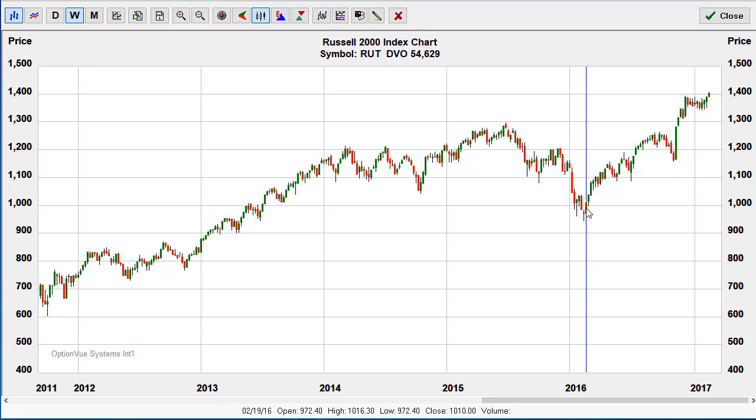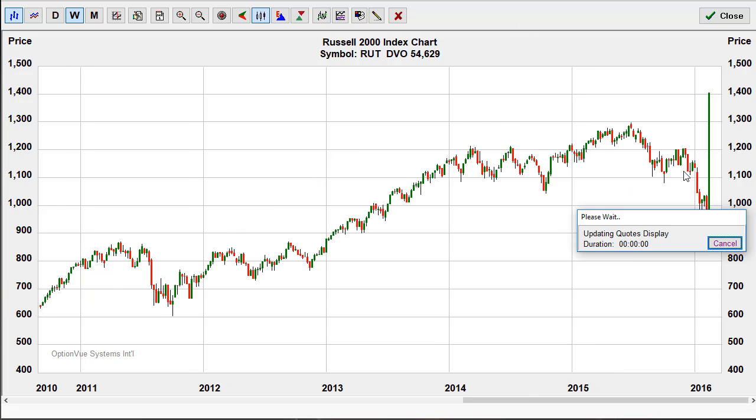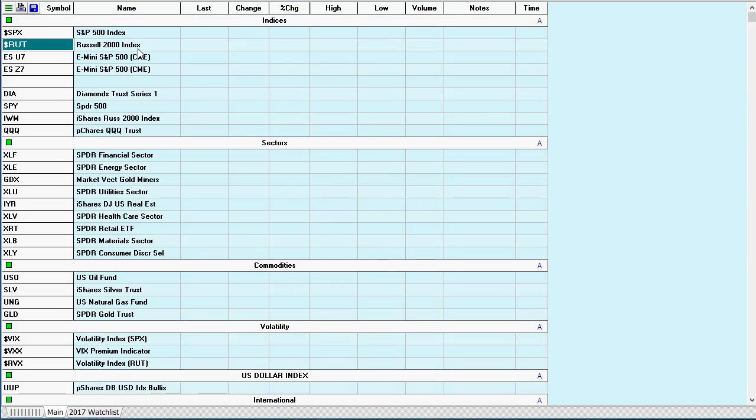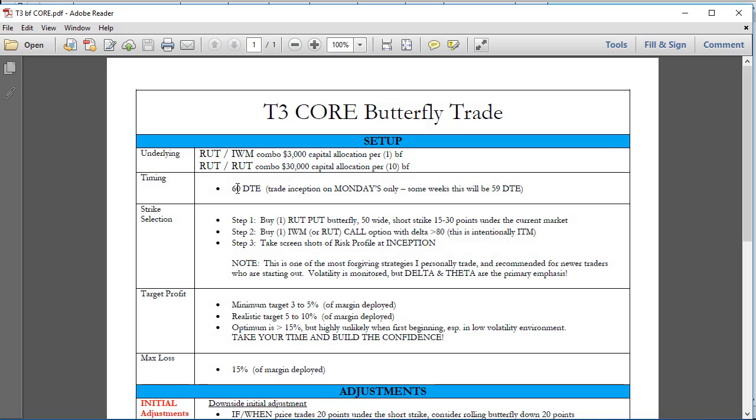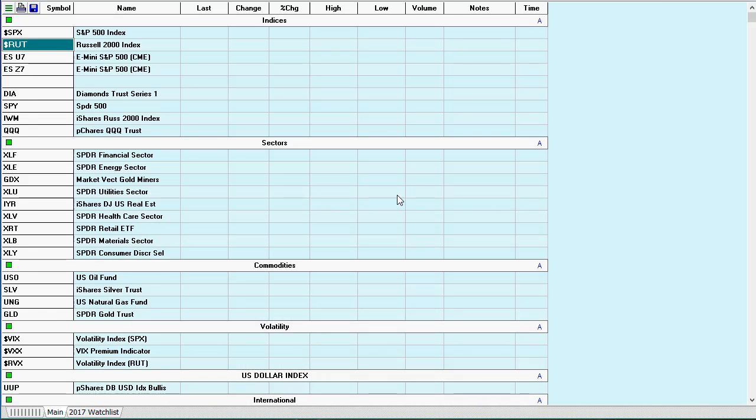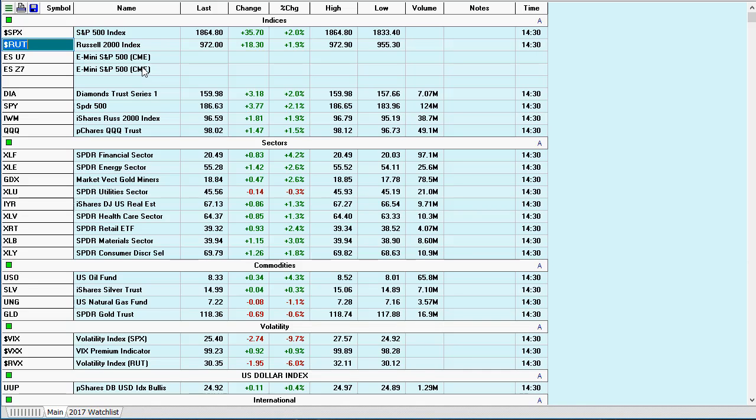So let's go to 2/19 of 2016, and we will set this up and show you how it reacts and how it performs in a strong moving up market. For illustration's sake, we're just going to go right at 60 days to expiration, and we're going to construct this in the Russell combo. It's up to you to spend some time, and I will help you get it set up with the Russell and the IWM to start, but also into back testing and working through understanding how it reacts in OptionView.